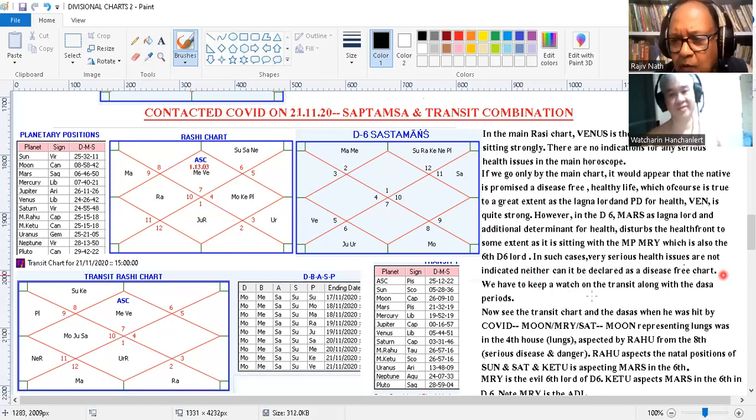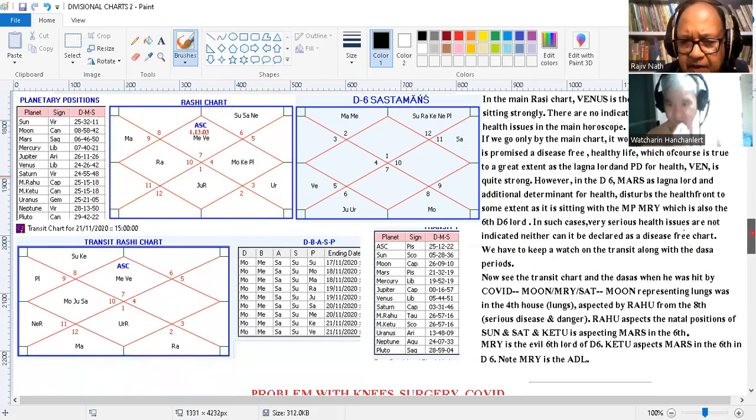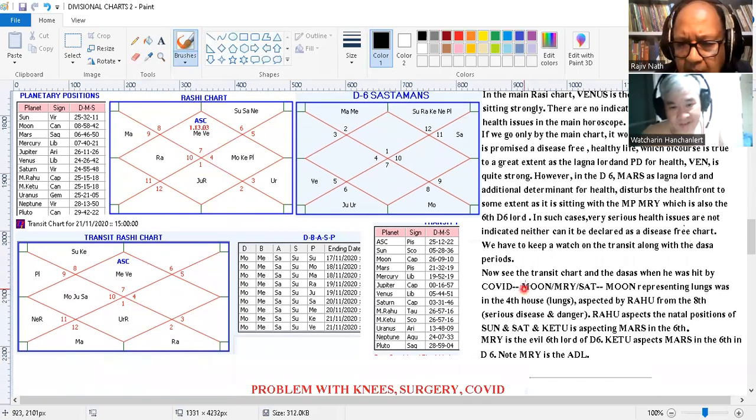We have to keep a watch on the transit along with the dasha periods. Now we see the transit chart and the dasha when he was hit by COVID. Moon main period, Mercury sub period, and Saturn sub period. Moon, representing lungs, was in the fourth house, which is for lungs, aspected by Rahu from the eighth.